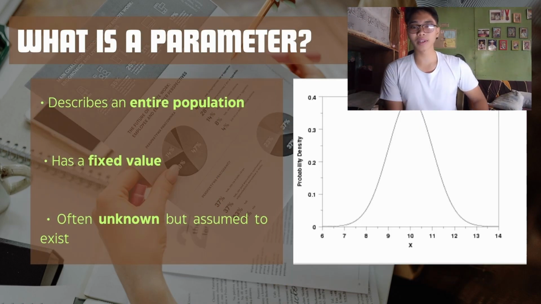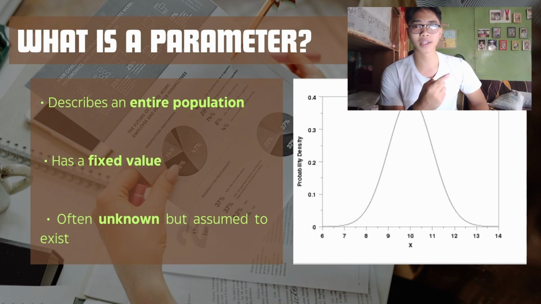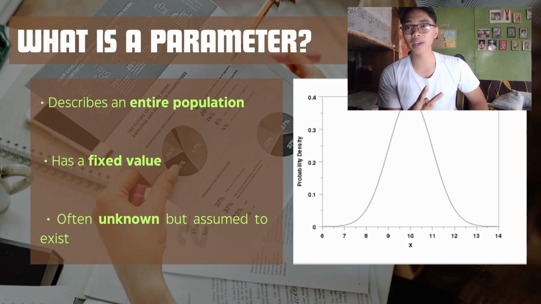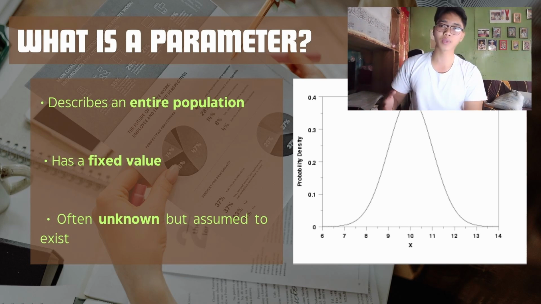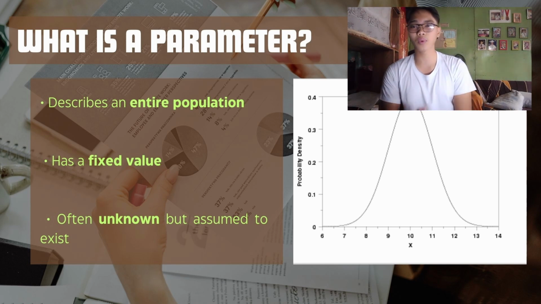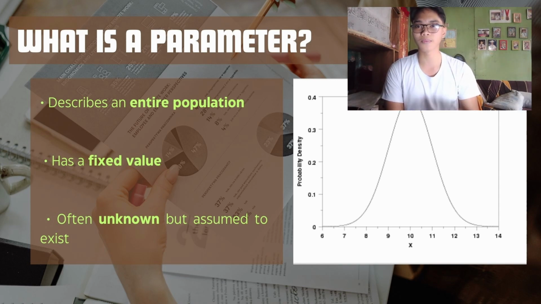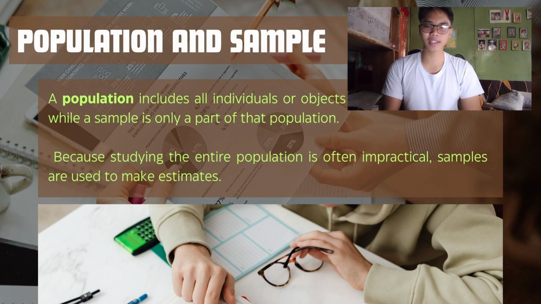Now, a parameter, from the pointers I have given: number 1, it describes an entire population. Number 2, it has a fixed value, unless the population changes, then that rule does not apply. It is often unknown but assumed to exist, since, for example, within statistics, there is a sample, and when there is a population, there is a parameter itself. Now, a population and a sample have their differences.